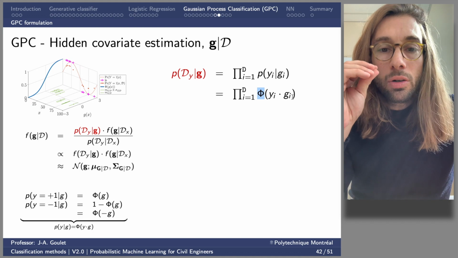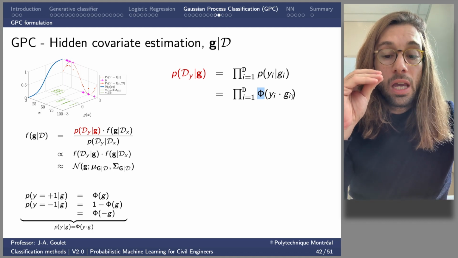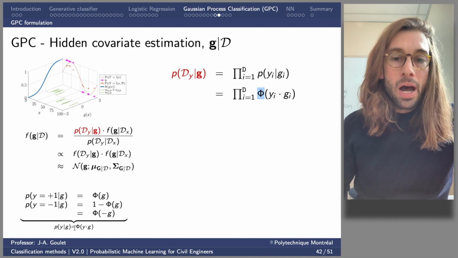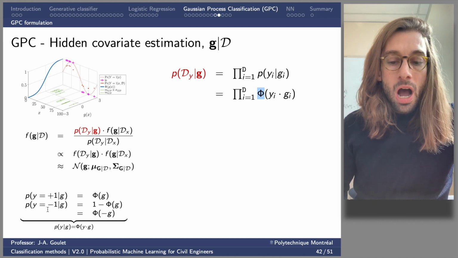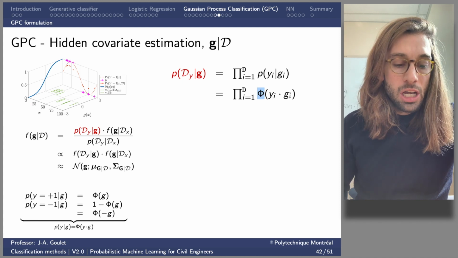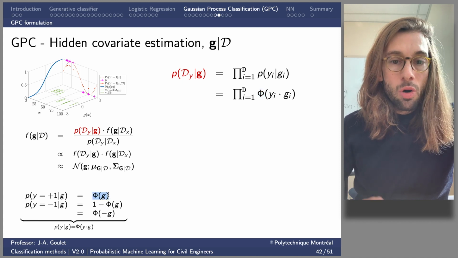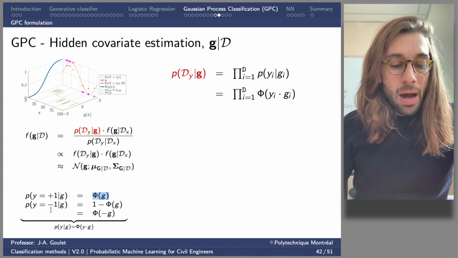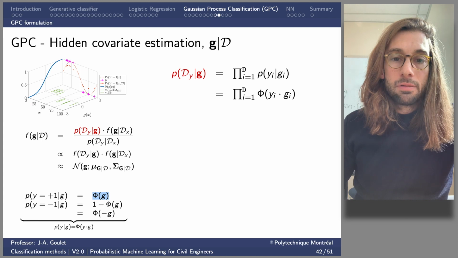So here we restrict ourselves to the case of binary classification, meaning that yi can either be +1 or -1. So in the case where yi equals +1, this is just the CDF of gi, okay? When the class is -1, we flip that probability by taking 1 minus the CDF, okay?